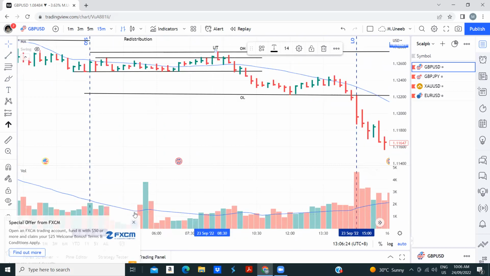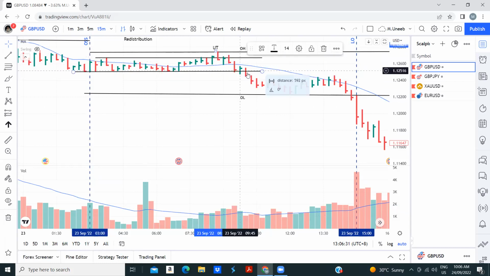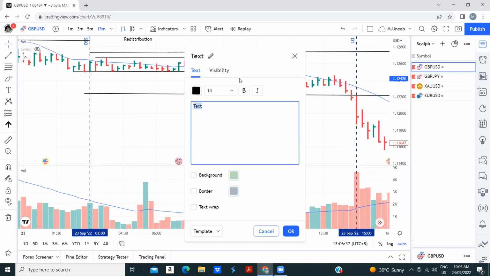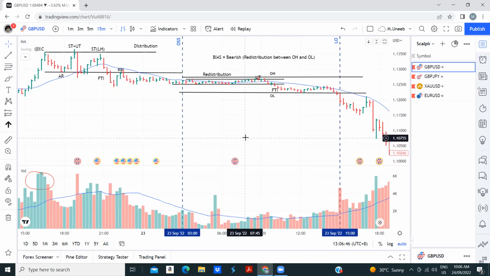All right, everything goes well here. If this is UT here, and the price breaks down here, there is a significant increase in volume. You can see increase in spread as well. So this would be again FTI. This is minor FTI, but it's still FTI, right? So obviously the bias is very clear. The bias is bearish throughout, right?